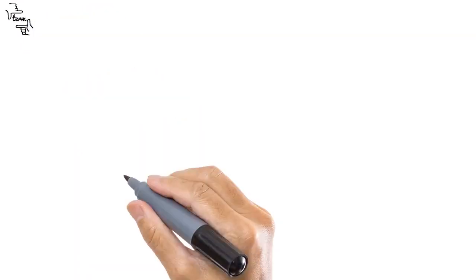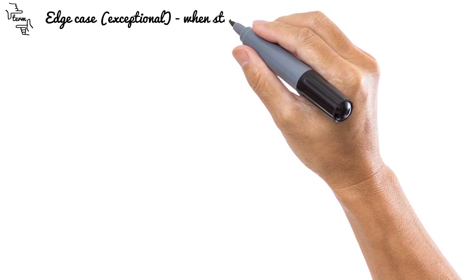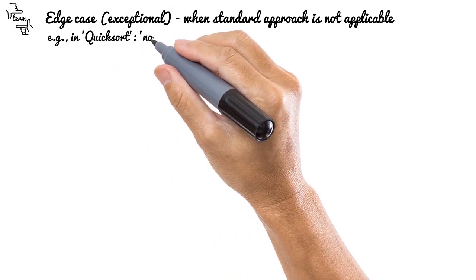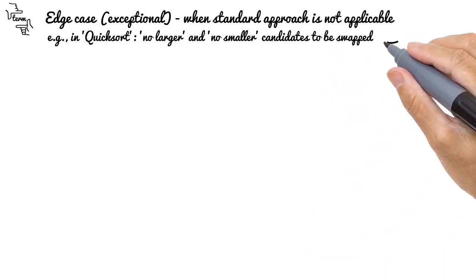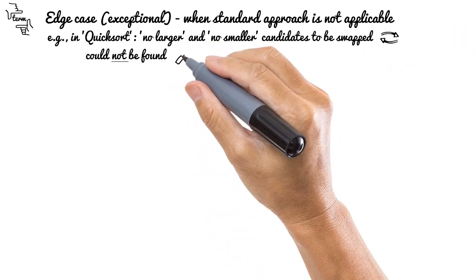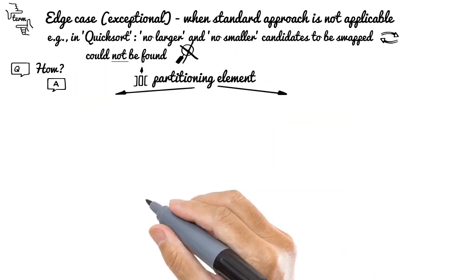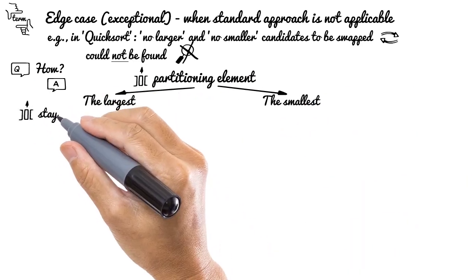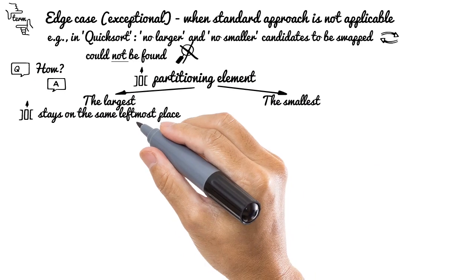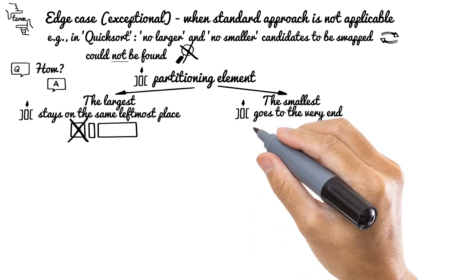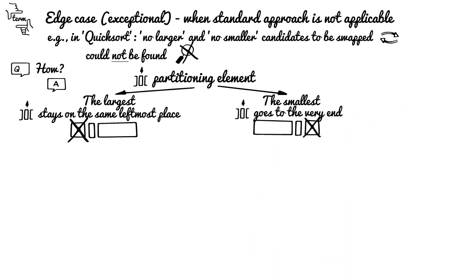FYI, in software development, an exceptional extreme case is called an edge case, when the standard homogeneous approach may not be applicable. In Quicksort, there might be such edge cases: a chance that not even the first value pair, both a no larger and a no smaller candidate to be swapped, can be found during our recursive loop. That means the partitioning element is either the largest or the smallest. If it's the smallest, it stays in the same leftmost place and the left subset is considered empty. If it's the largest, it goes to the very end and the right subset is considered empty. In our example, such edge cases are happening.